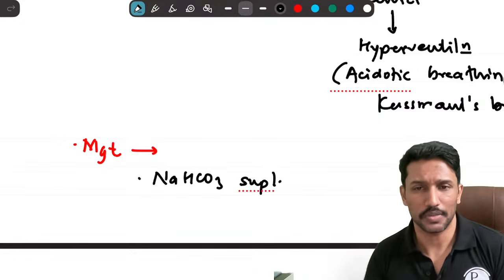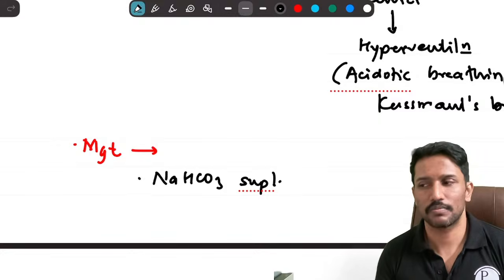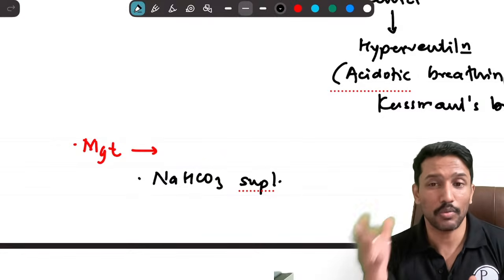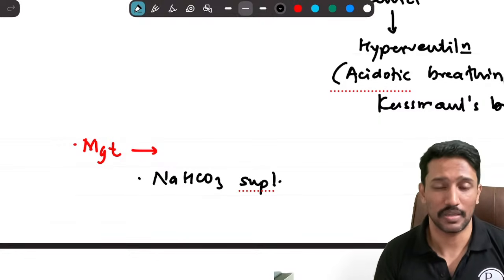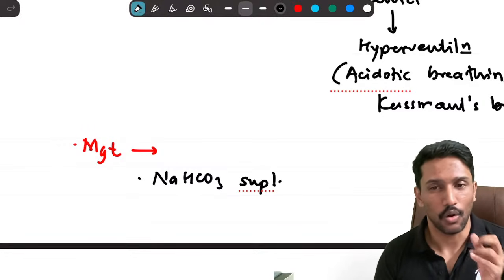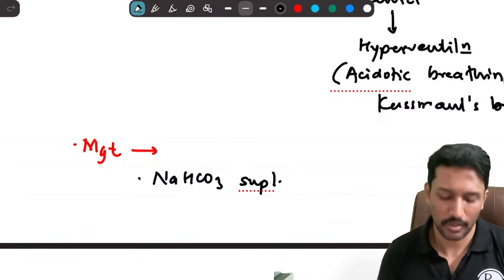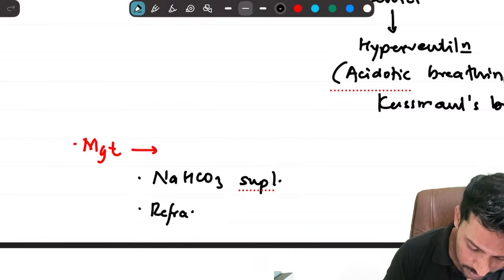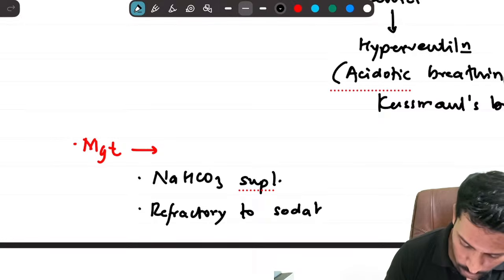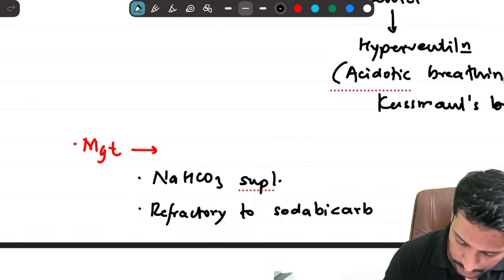But how long will it work? If eventually sodium bicarbonate supplementation is not able to correct the pH, and you're seeing the consequences of metabolic acidosis, the patient having acidotic breathing or BP dropping down, you don't have a choice. If the patient is refractory to soda bicarb, then you have to go for dialysis again.